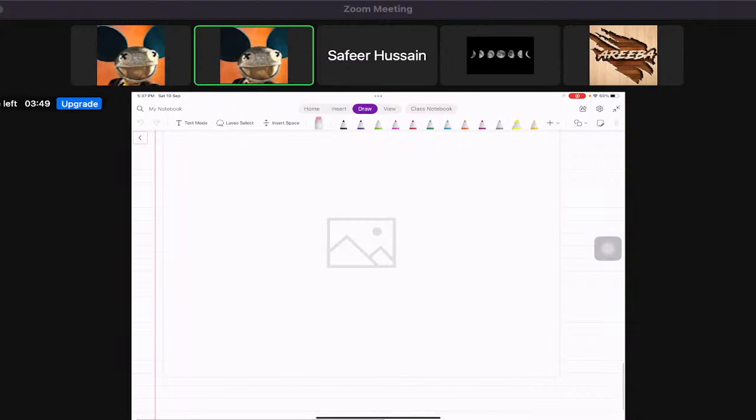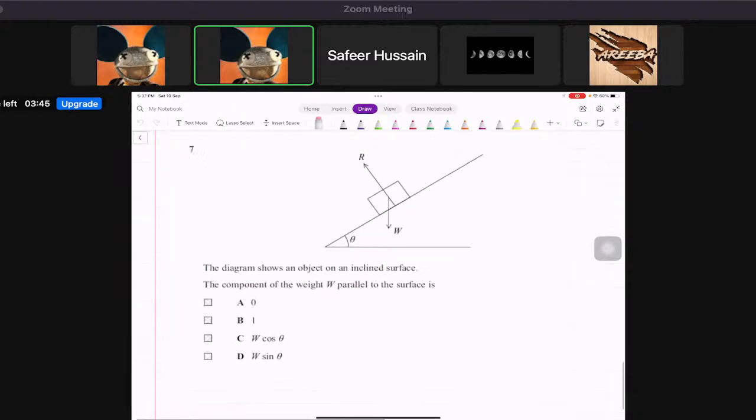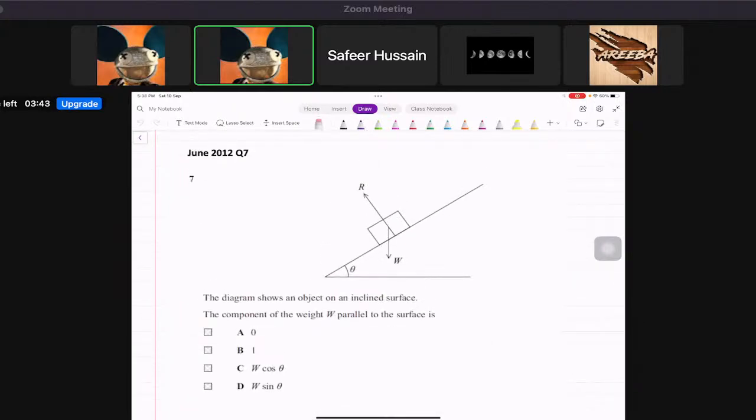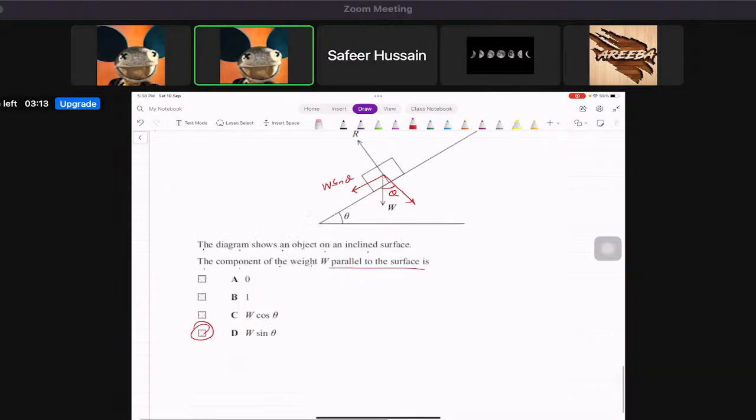So this is a question from 2012. It says the diagram shows an object on an inclined surface. The component of weight parallel to the surface is this. So you already know that there will be a component down the slope. This is angle theta, so this is going to be W sin theta. So this is the answer.